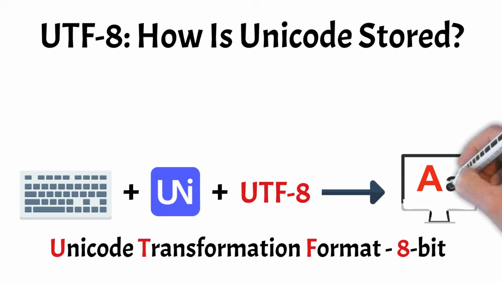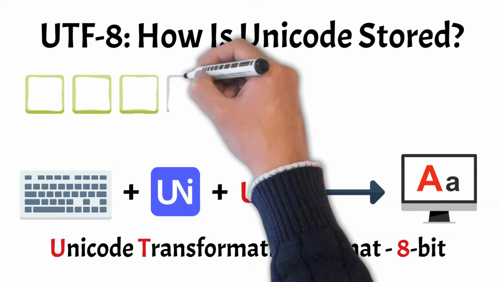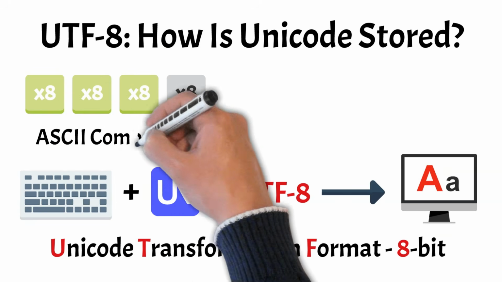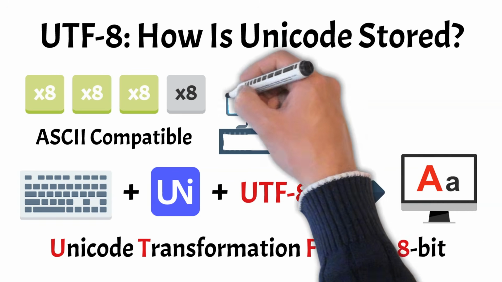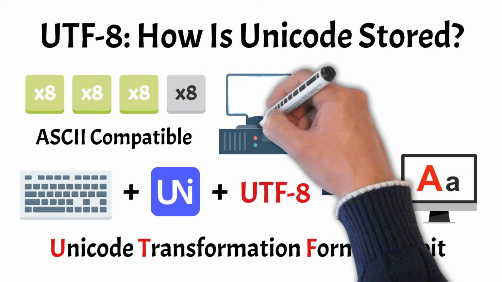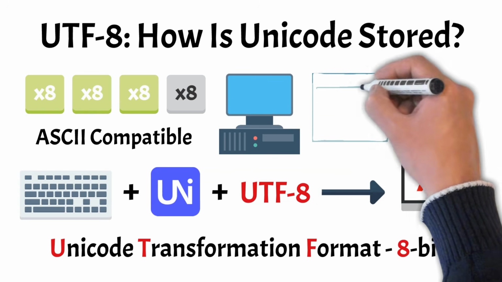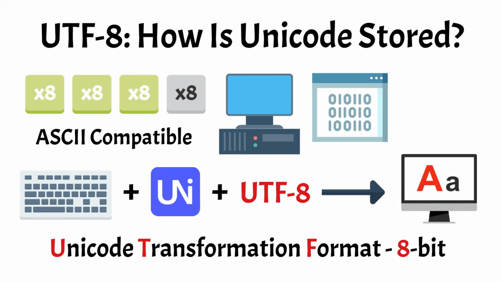It does this using a variable length format, meaning common characters take fewer bytes, while others use more only when needed. One of the key reasons UTF-8 was widely adopted is its compatibility with ASCII. The first 128 characters are stored exactly the same way. This allowed older systems and modern software to work together seamlessly.